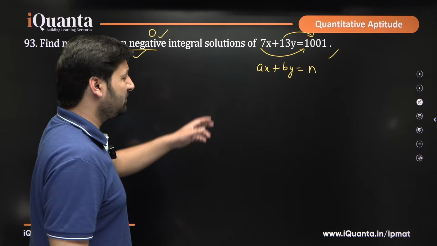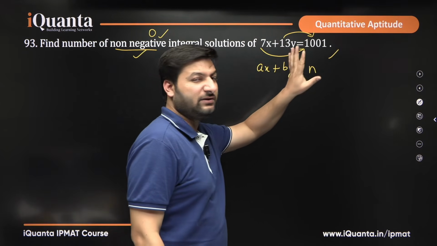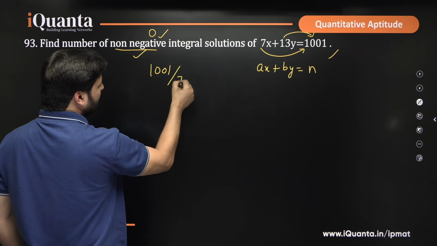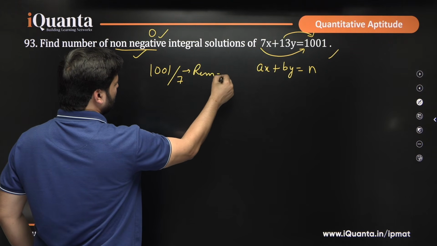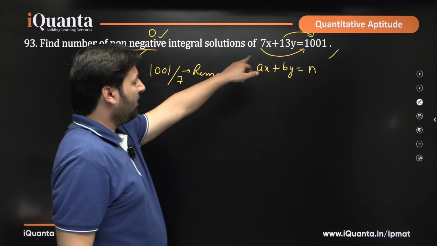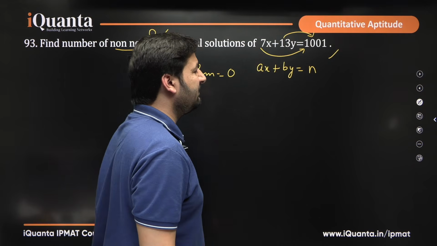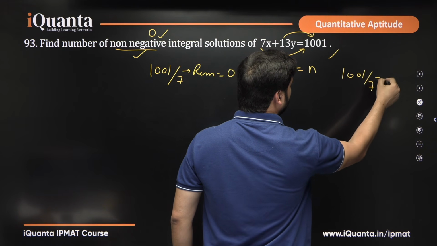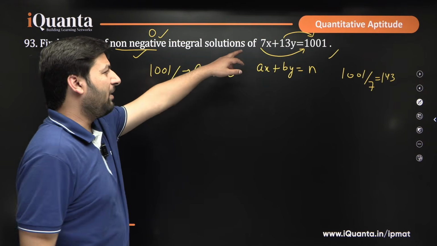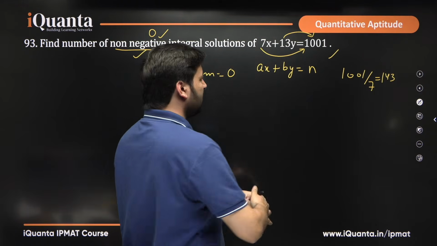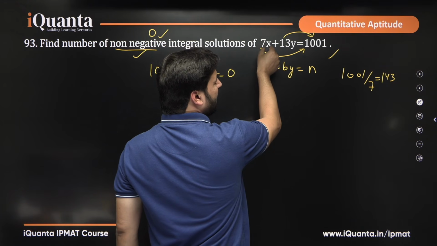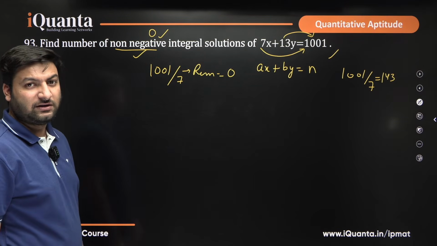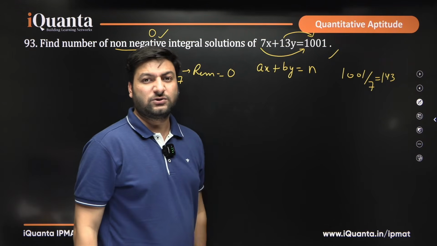Is 1001 divisible by 7? 7 times 143, yes. So 1001 divided by 7, the remainder will be 0. So divisible, yes. And for what value of x will this be divisible? If you divide 1001 by 7, that gives you 143. So the maximum value that x can have will be 143, because if you put a value of x more than 143, y will come out negative, which is not allowed because we need non-negative integral solutions. That means the values of x and y should not be negative.